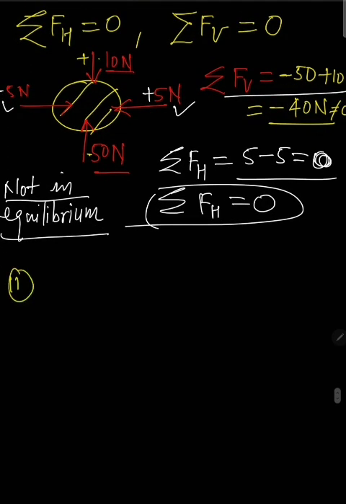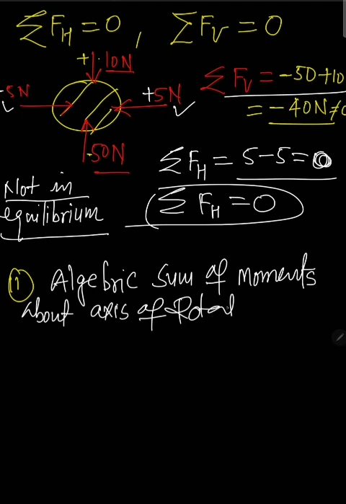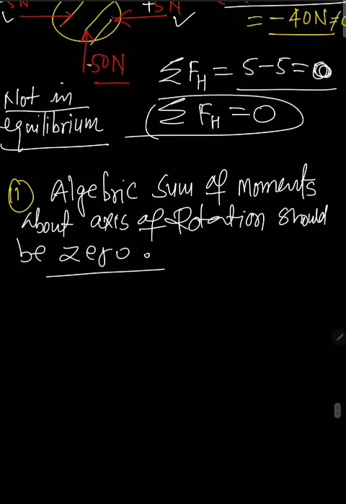Now the second condition is what? Algebraic sum of moments. Okay, it is clockwise and anti-clockwise. You should remember that. Algebraic sum of moments about the axis of rotation or some point should be 0. Okay, so the moment is also going to be 0.